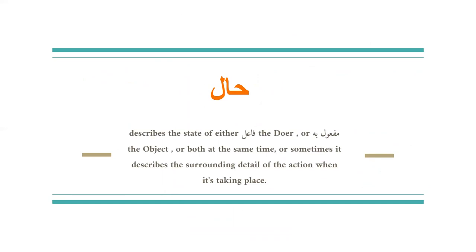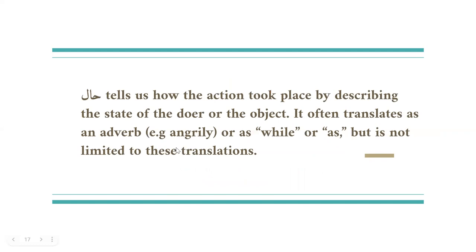Haal describes the state of either the fa'il, the doer, or the maful bihi, the object, or sometimes it describes both at the same time. And in some sentences, it describes the surrounding detail of the action when it's taking place. So in other words, Haal tells us how the action took place by describing the state of the doer, fa'il, or the object, the maf'ul, right?